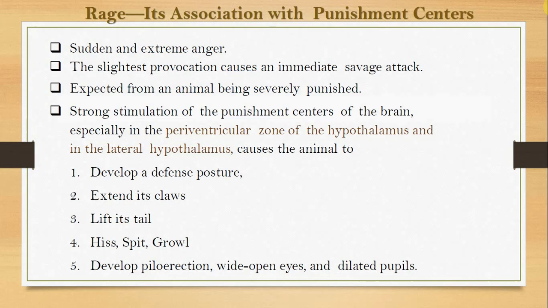There is a phenomenon called rage. It is associated with the punishment centers. Rage is sudden and extreme anger, where the slightest provocation causes an immediate savage attack. It is expected from an animal which is being severely punished. Strong stimulation of the punishment centers of the brain, seen especially in the periventricular zone of the hypothalamus and in the lateral hypothalamus, causes the animal to develop a defense posture, extend its claws, lift its tail, hiss, spit, growl, and develop piloerection with wide open eyes and dilated pupils.